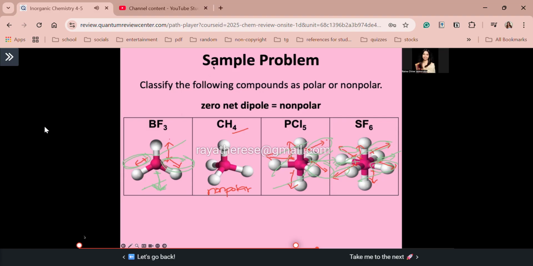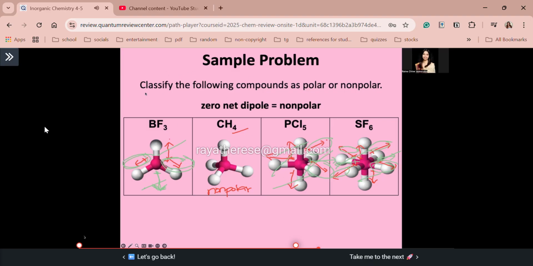Guys, anong napapansin natin sa lahat ng structures na ito? Lahat sila, number 1, walang lone pairs. Number 2, pare-parehas yung terminal atoms nila. For example, boron trifluoride, lahat fluorine yung terminal atoms. Si CH4, hydrogen lahat ang terminal atoms. Si PCl5, chlorine lahat ang terminal atoms. Si sulfur, SF6, lahat fluorine ang terminal atoms. Okay? And lahat sila, puro made of single bond.